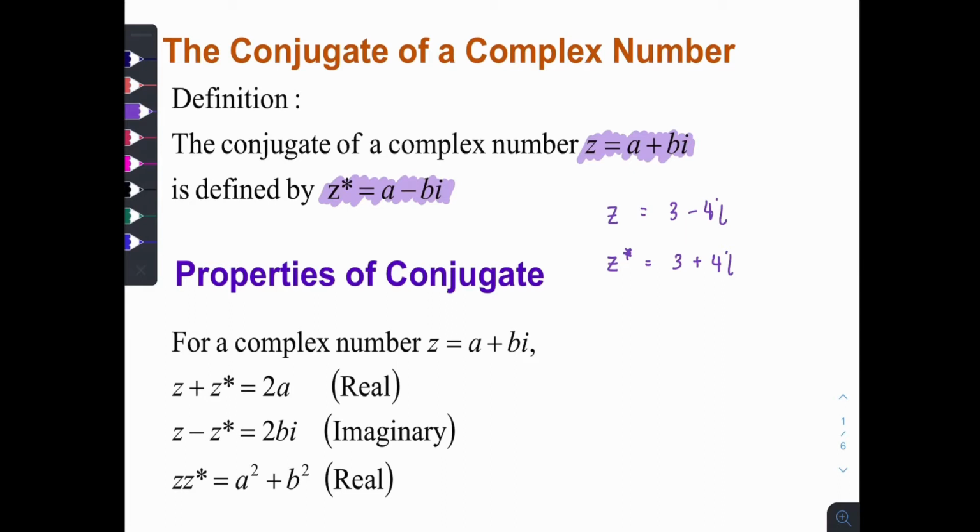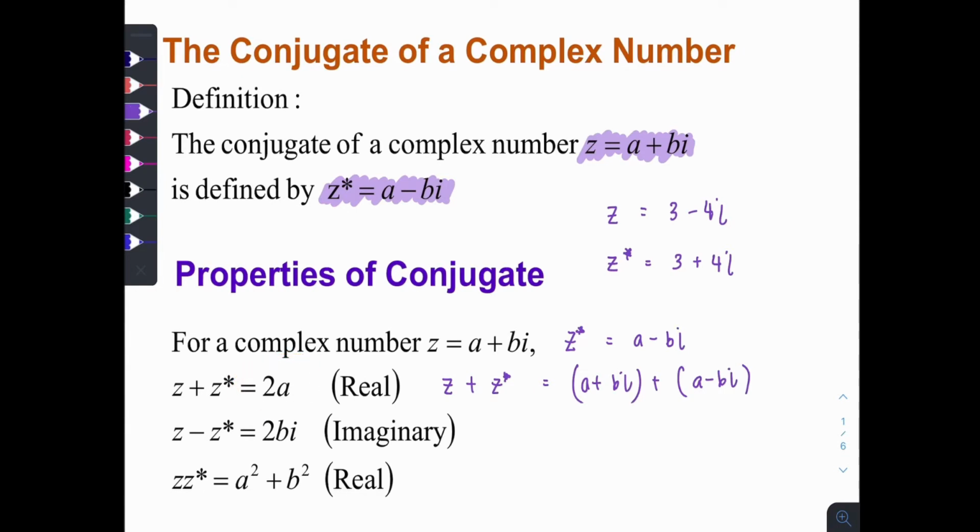So what is so important about the conjugate of a complex number? Have a look at the properties here. For a complex number in this form, z equals a plus bi, if you add z and the z conjugate, you get a real number 2a. I'll explain it over here. Z conjugate equals a minus bi. So z plus z conjugate equals a plus bi plus a minus bi. And hence, you will get the 2a over here.